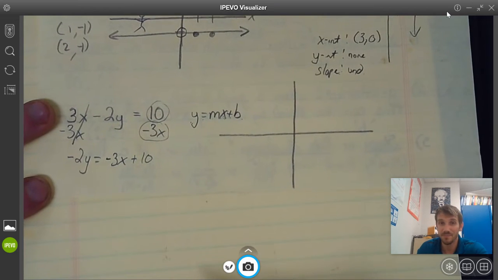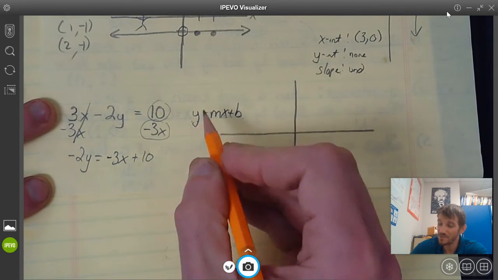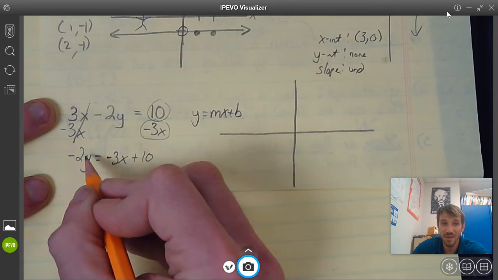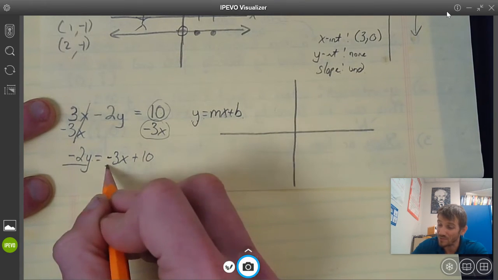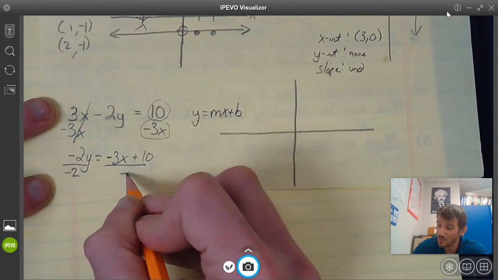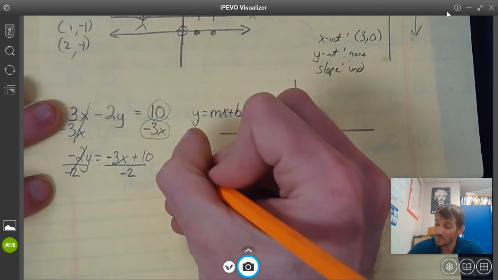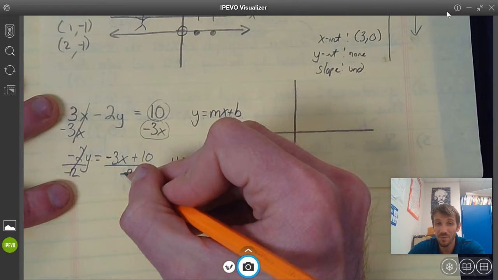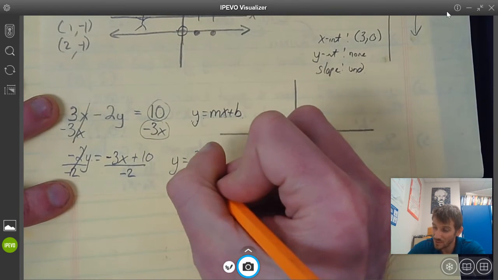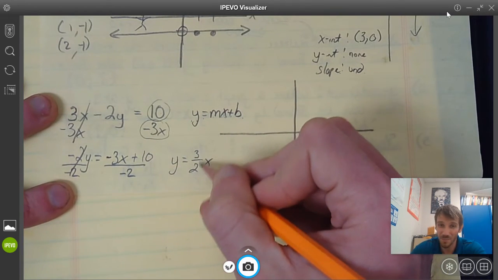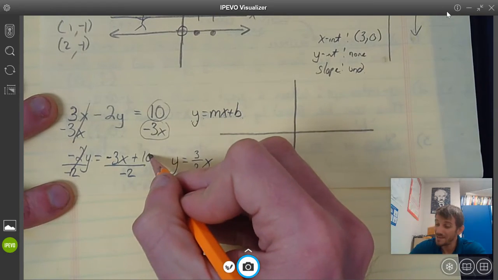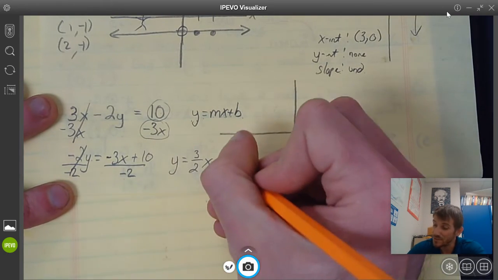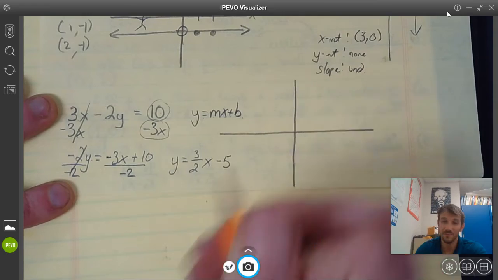The last step to get y by itself is this is -2 times y, so we get rid of that with division. So final answer, y equals, negative over negative is positive 3 over 2x, because that's not a pretty number. And 10 divided by -2 is -5.